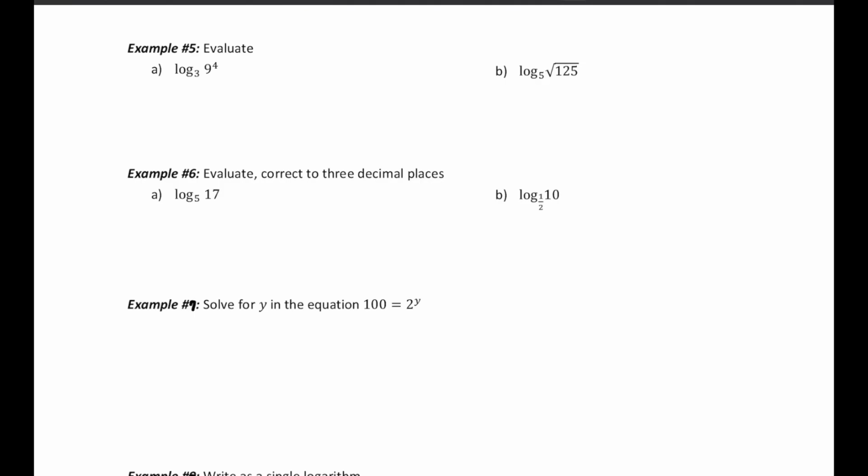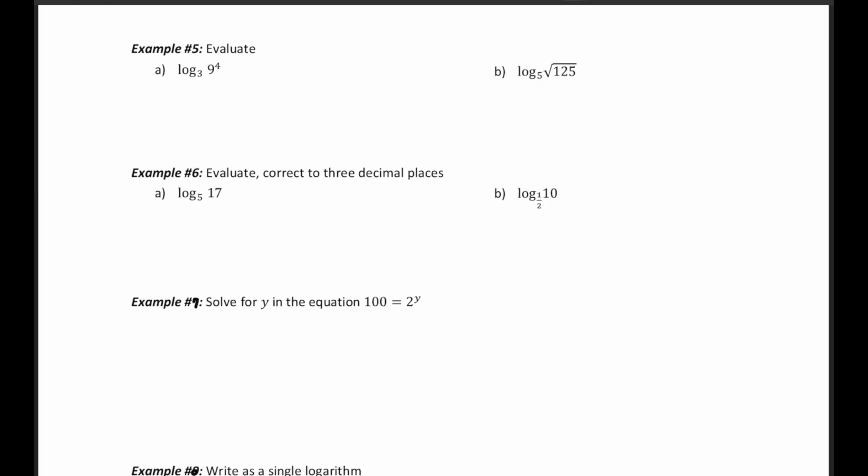So I hope you have tried the questions. So let's start from example number 5. So we have to evaluate log base 3 of 9 to the power of 4, right? So we know that 9 is actually the same as 3 to the power of 2, right? And there's another 4 as power. Then using the law of exponents, we can first simplify these brackets. So it becomes 3 to the power of 8.